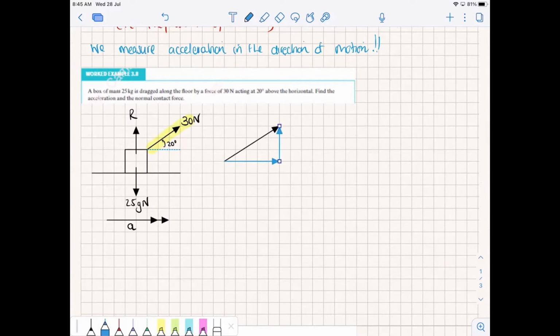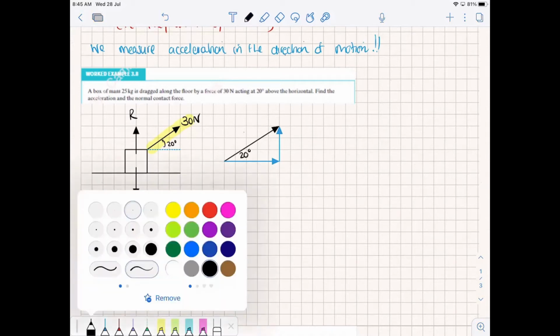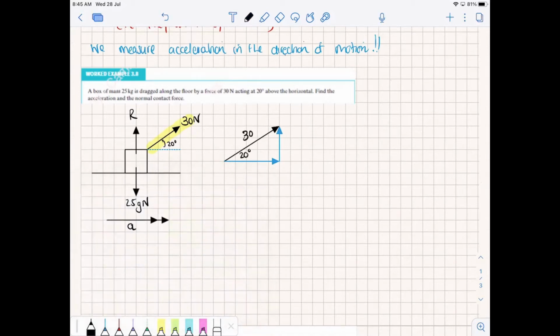Okay, like I said, you'll be drawing this on your actual diagram. I'm just drawing it off to the side just so it's more clear and you can see what we're doing. Now we're given that this angle is 20 degrees and we know the size of this force as 30 newtons.